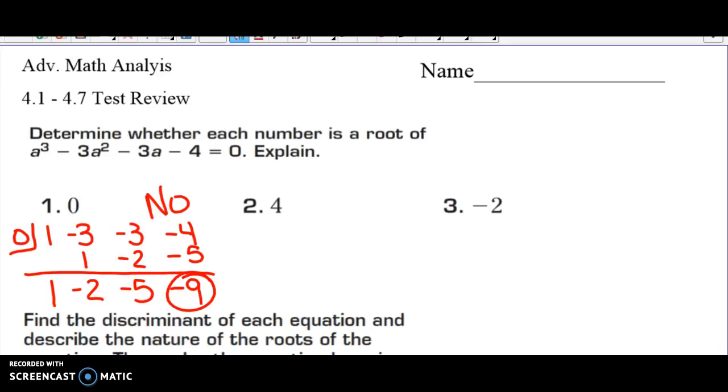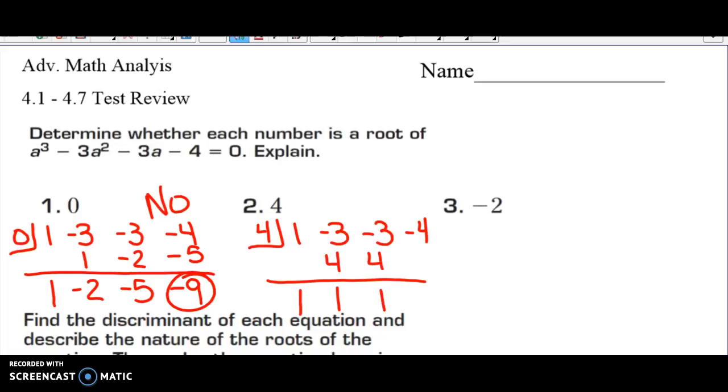All right, and you can go and graph them and see if it's a root. It's kind of not always clear, so this is a real concrete way of doing this. All right, let's check 4. Okay, so that means yes. You have a remainder of 0, that means yes.